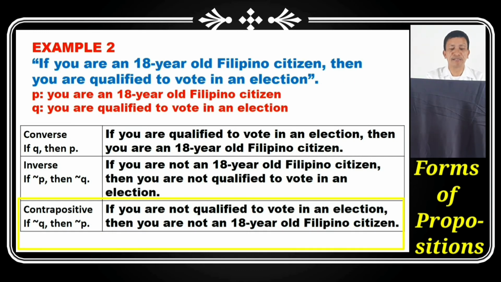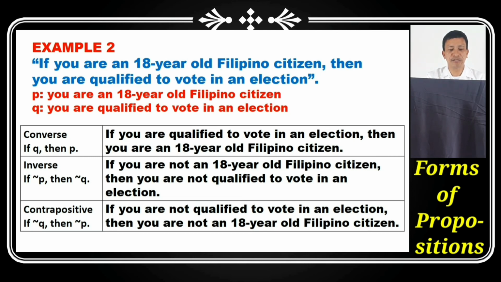Third and last example for this particular video. If you are an 18-year-old Filipino citizen, then you are qualified to vote in an election. The converse statement is if Q, then P. Our statement will be like this. If you are qualified to vote in an election, then you are an 18-year-old Filipino citizen.